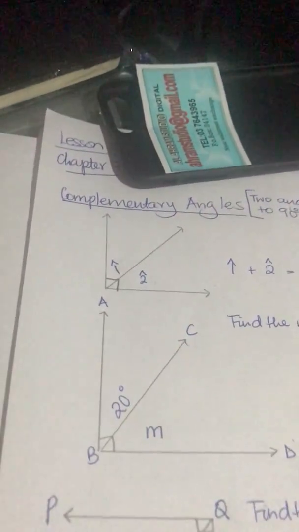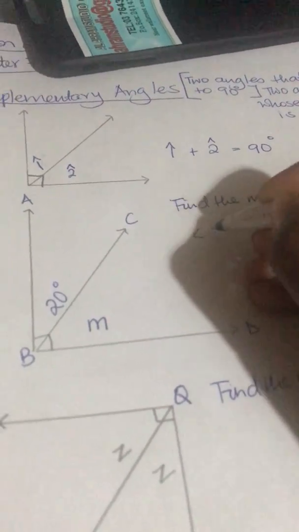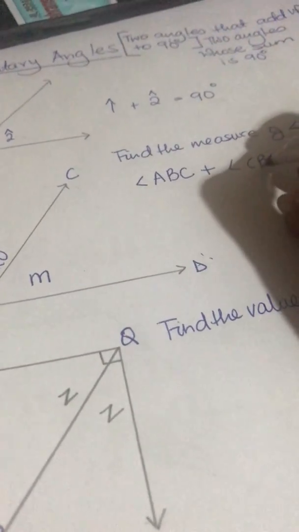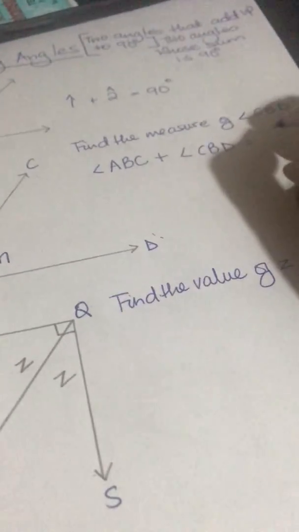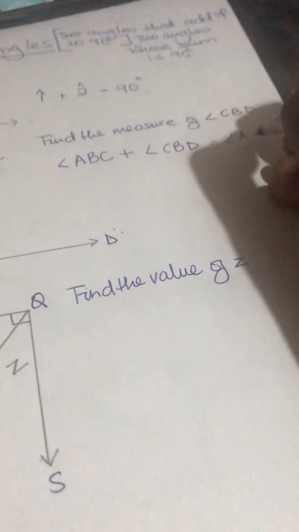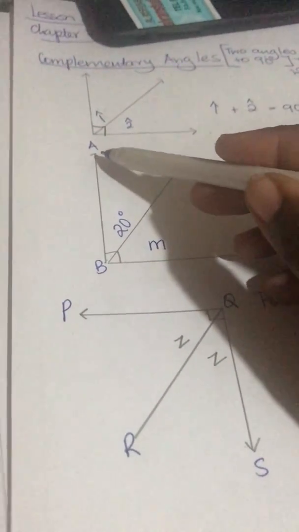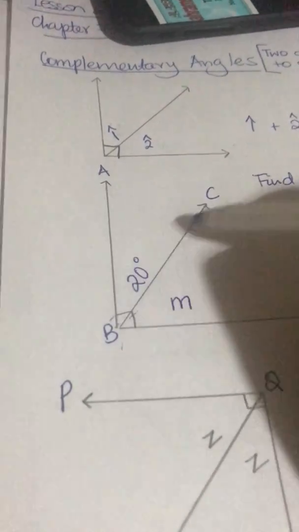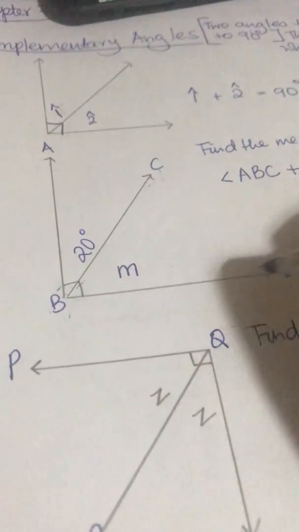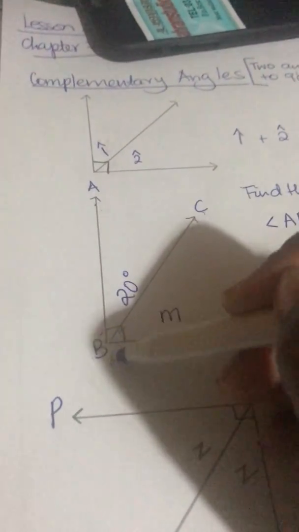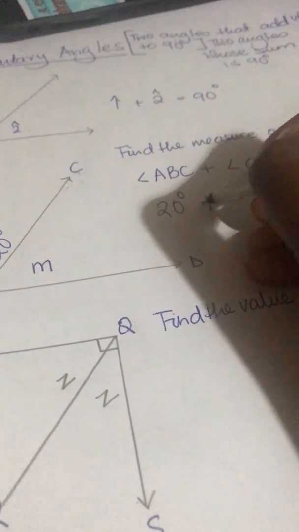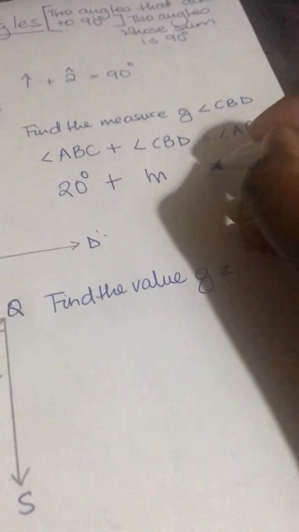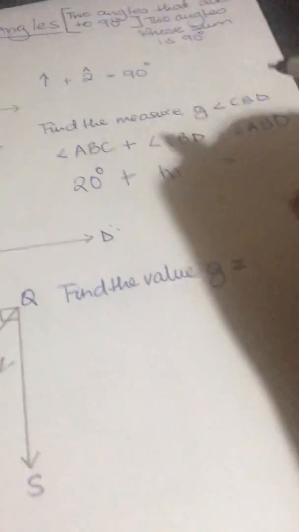So you will write your equation. Angle ABC plus angle CBD should equal angle ABD. This angle should equal this angle. This angle ABC plus CBD should equal ABD. ABC is 20 degrees. CBD is M degrees. And I know ABD is 90 because of this box.